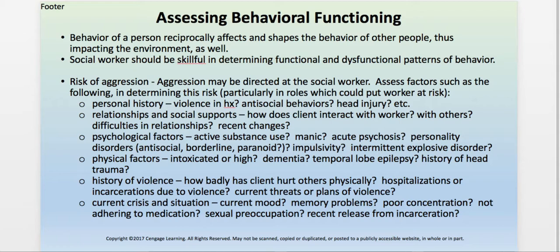Is the client high? Is the client suffering from dementia? Is there a history of head trauma? Is there a history of violence? What is the current situation? What's the client's mood? Is the client able to concentrate or not? Is the client adhering to the medication regimen? Sometimes if they're not, that is an indication that whatever the medication is managing, they may lose control there. Preoccupied with sex, recently released from prison. All those kinds of factors are things you might want to look at when you're assessing behavioral function and the risk of aggression.